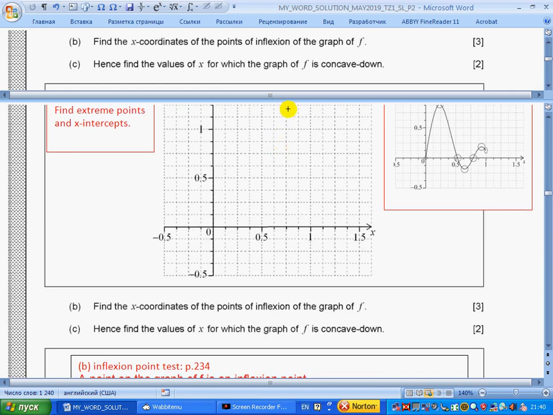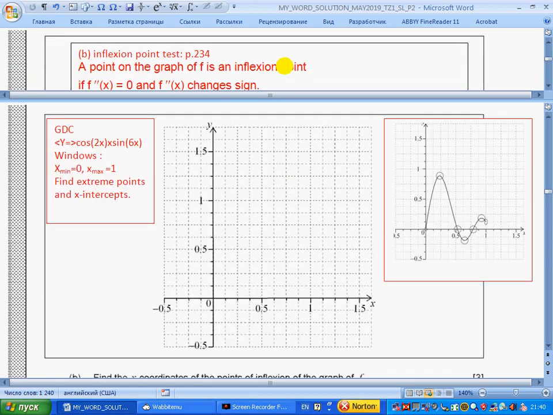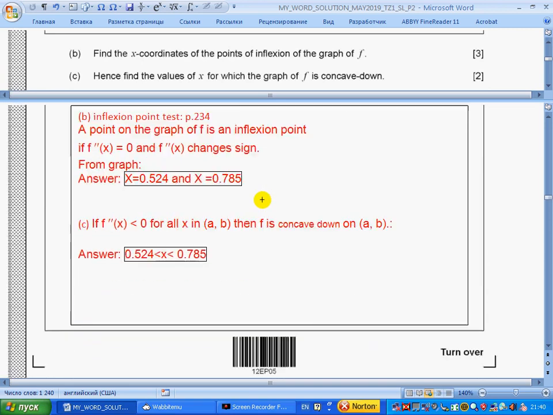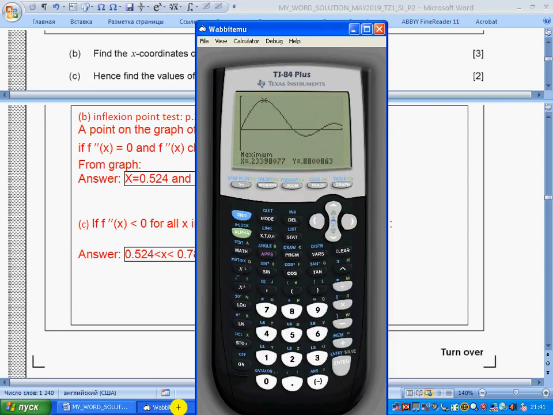Find the x coordinate of the point of inflection of f. An inflection point is where the second derivative is 0 and the second derivative changes sign. So we need to find actually this 0 and this 0. Let's find them. Second trace, 0.